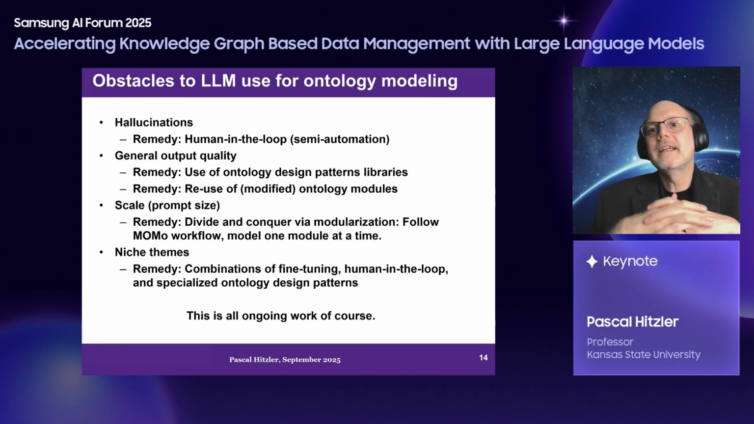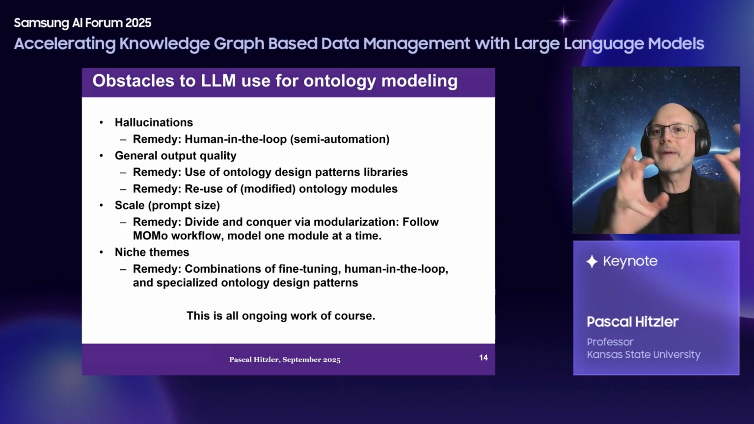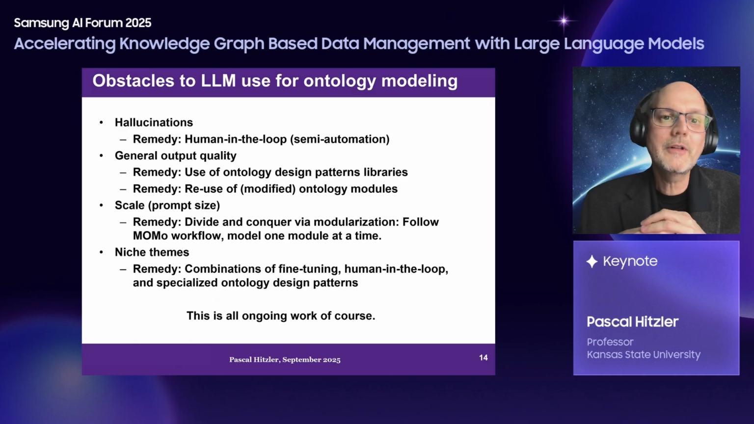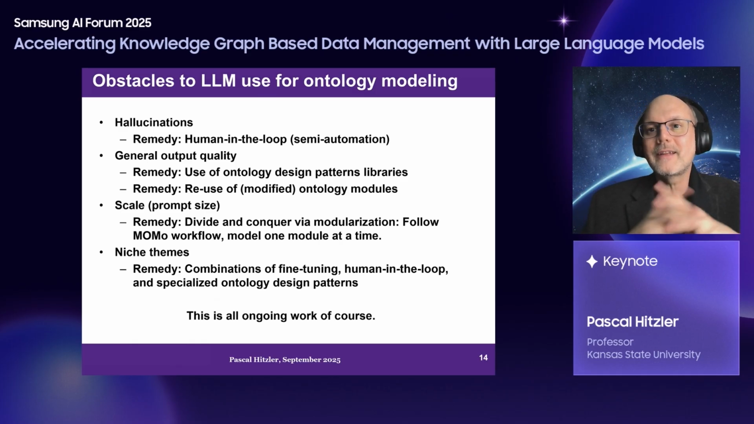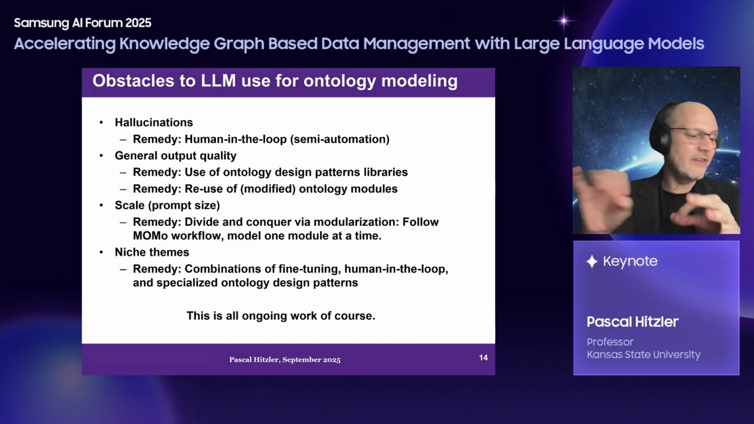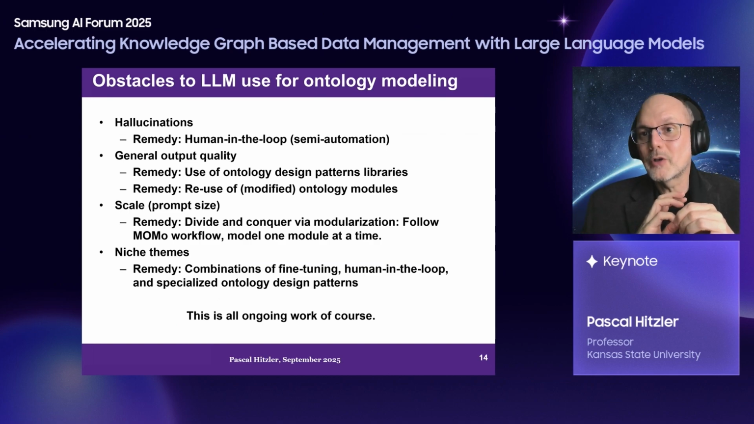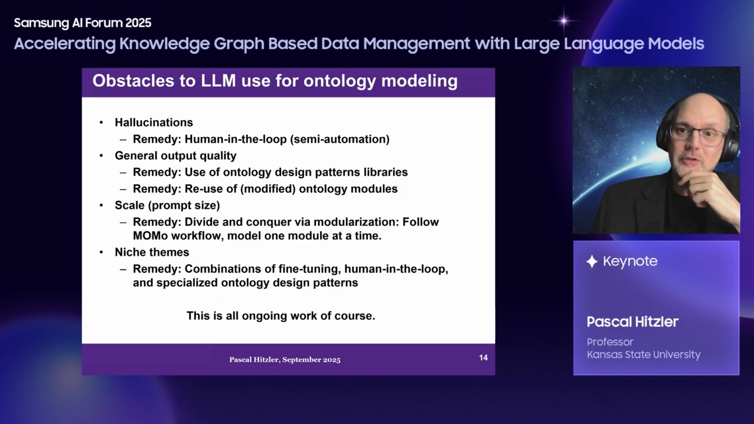General output quality, again, that can be addressed by using good ontology modules or something very related to that, which is design pattern libraries. For example, when we want to make good ontologies, don't start from scratch, use modules from other ontologies, which are known to be good to make your new ontology. Scale, the divide and conquer approach using modularization, as I just talked about, I think can be a key ingredient to this. And dealing with niche themes, like you need a knowledge graph on a very specific niche theme, combinations of fine-tuning, human in the loop, specialized ontology design patterns and modules may be a way to address this. We do not know at this time. This is all ongoing work.